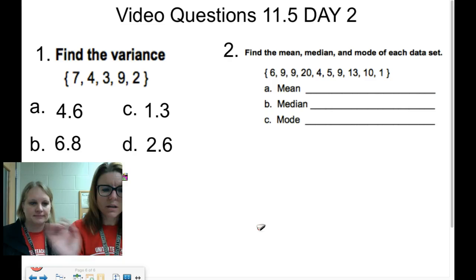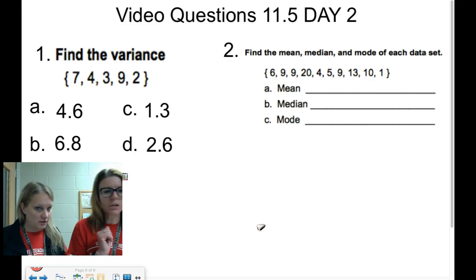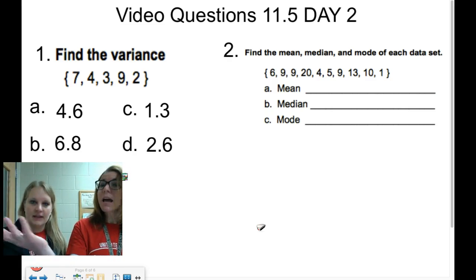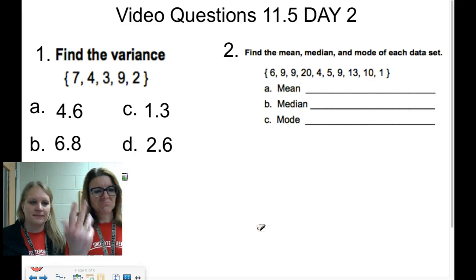Here we go. Find the variance. You can do that. Find the mean, median, and mode. That's a review of day 1. Can you do this tomorrow?